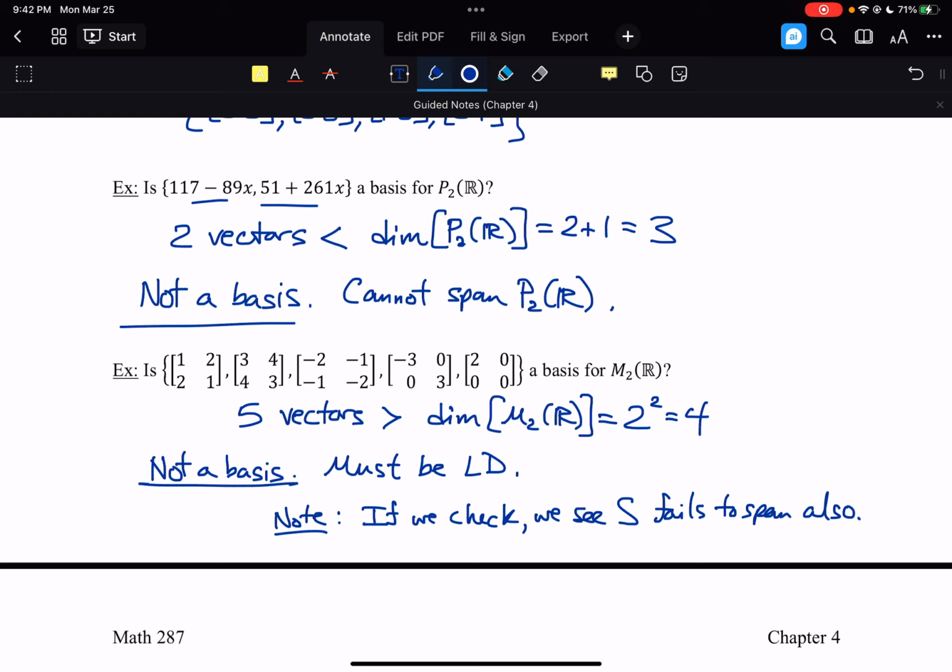All we're saying is, if it's too small, it cannot span, so it's not a basis. It might be LI. And then same thing here. Too many vectors, it has to be LD, so not a basis. But it might not span. And in this case, it turns out it actually doesn't span. So in this case, it would actually be neither. Okay? But this is something we would have to check ourselves using the methods that we saw back in 4.4 and 4.5.